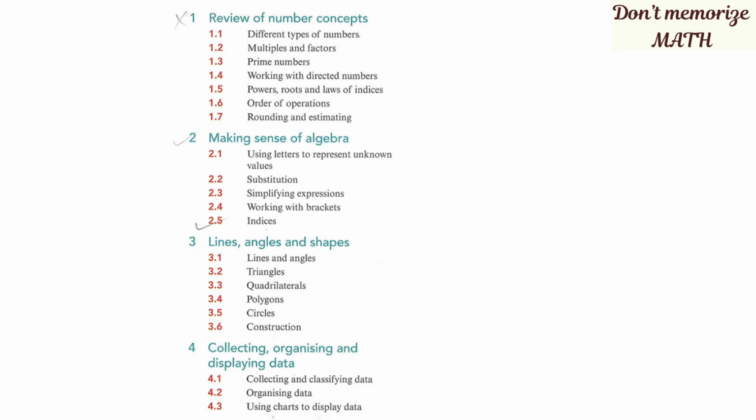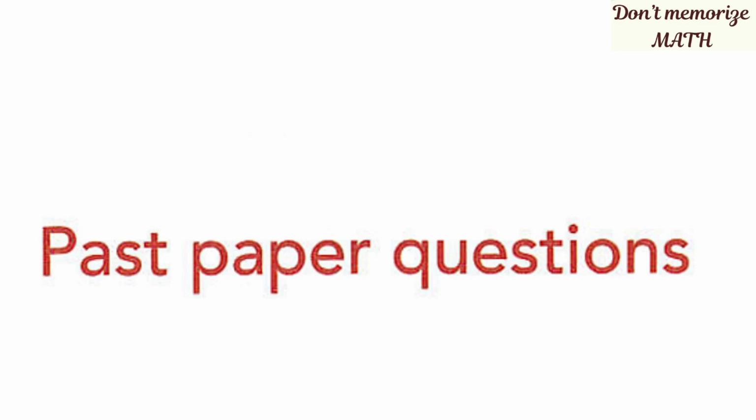The first unit contains these 4 chapters: review of number concepts, making sense of algebra, lines, angles and shapes, and collecting, organizing and displaying data. By the end of these chapters they have given some past paper questions. You can see here the past paper questions for unit 1, and they have given them for each unit. So after each unit they have given some past paper questions for those chapters. Today we are discussing only unit 1 past paper questions.